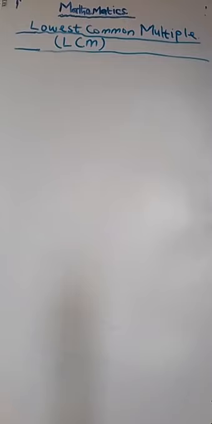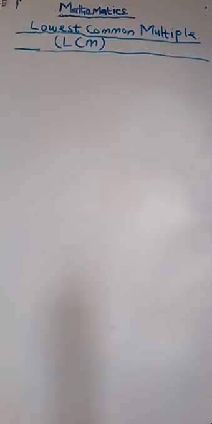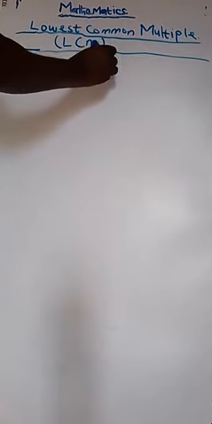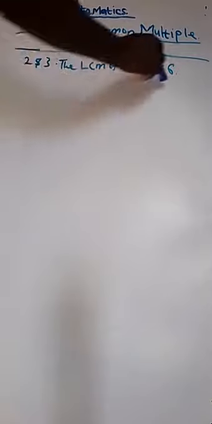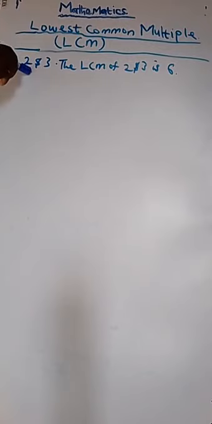Today, we want to look at another concept of multiples, which is the lowest common multiple, generally known as LCM. The simple meaning of LCM is a number that each of the given set of numbers can divide without any remainder. Let's say I have 2 and 3. The LCM of 2 and 3 is 6. So let's put 6 in our definition of LCM. 6 is a number that 2 can divide without any remainder and 3 can divide without any remainder. That is the simple meaning of LCM.